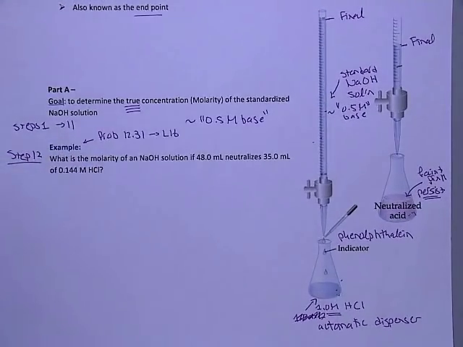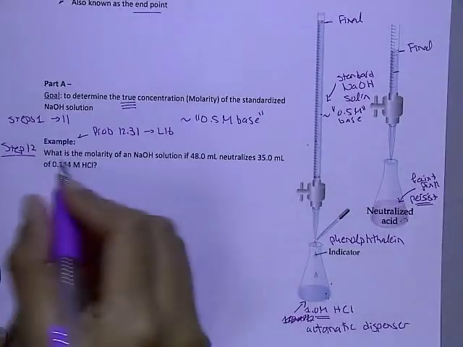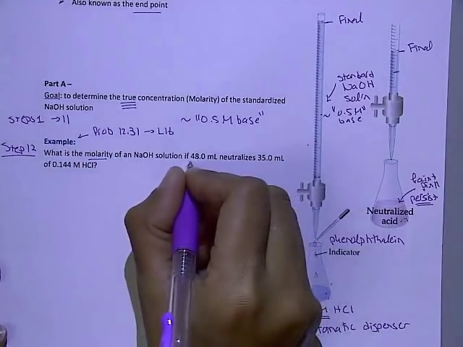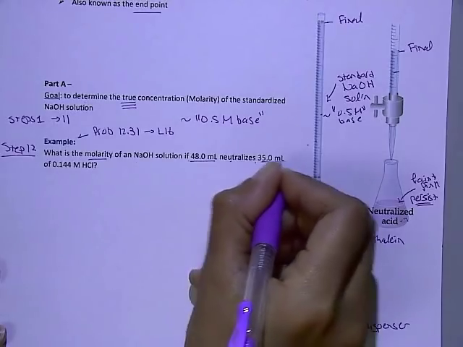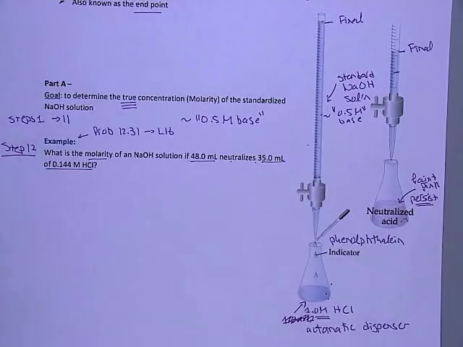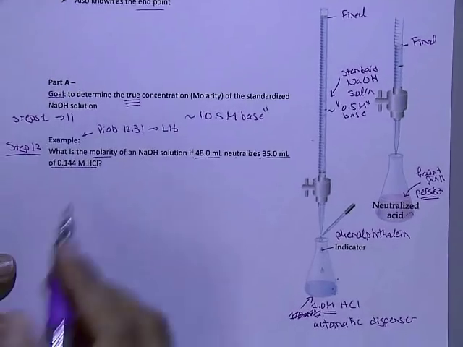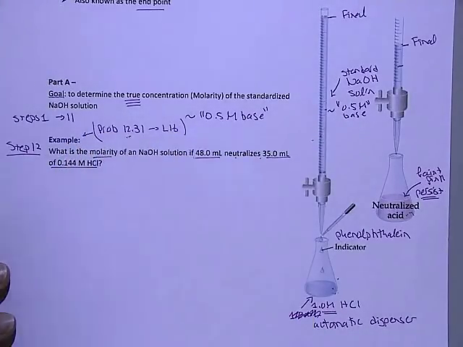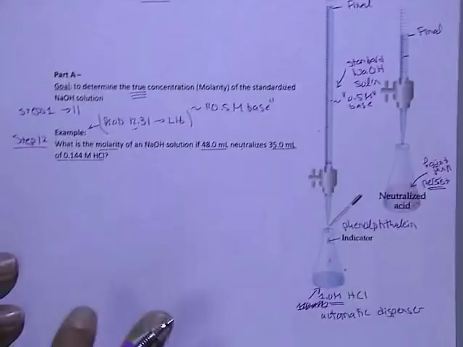So let's, again, this is a sample calculation. Obviously my numbers are much different than what you'll get in lab, but you should get an idea. So here we're being asked, what is the molarity of a sodium hydroxide solution if 48 milliliters neutralizes 35.0 milliliters of 0.144 molar sodium hydroxide? Again, we've done this several times in lecture and on your homework. If you want to go back specifically, this is a useful problem, or just use the problem that I'm giving you here.